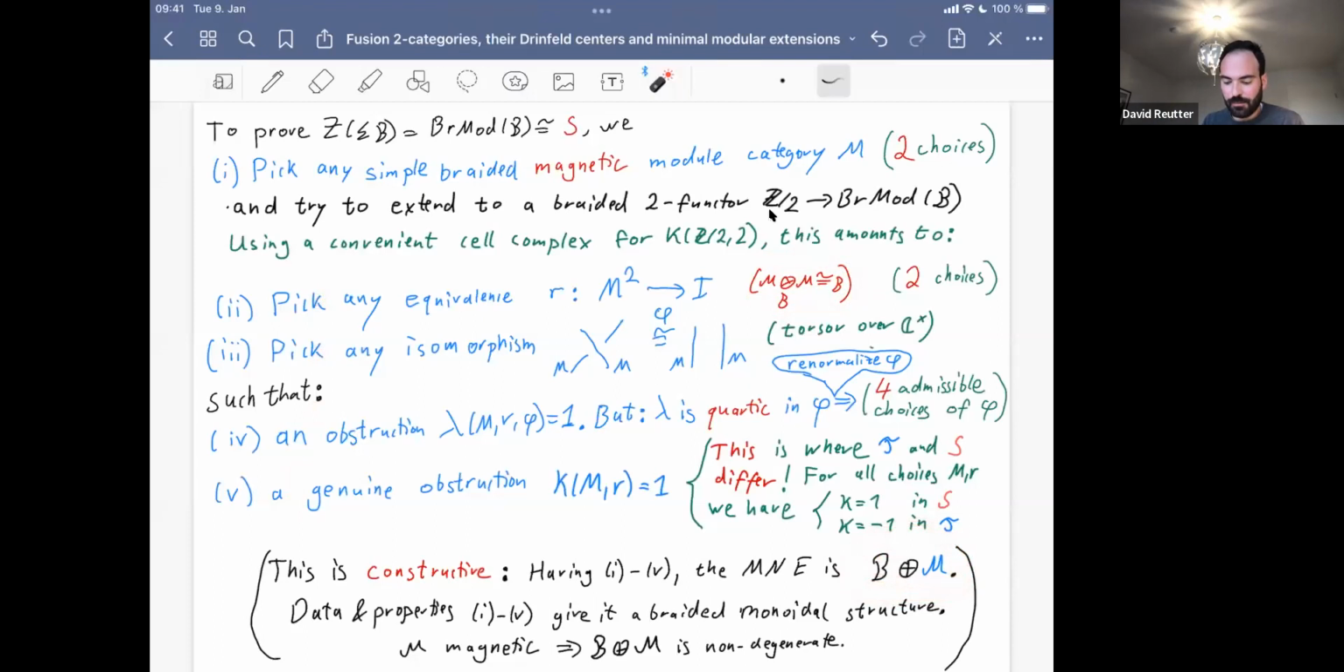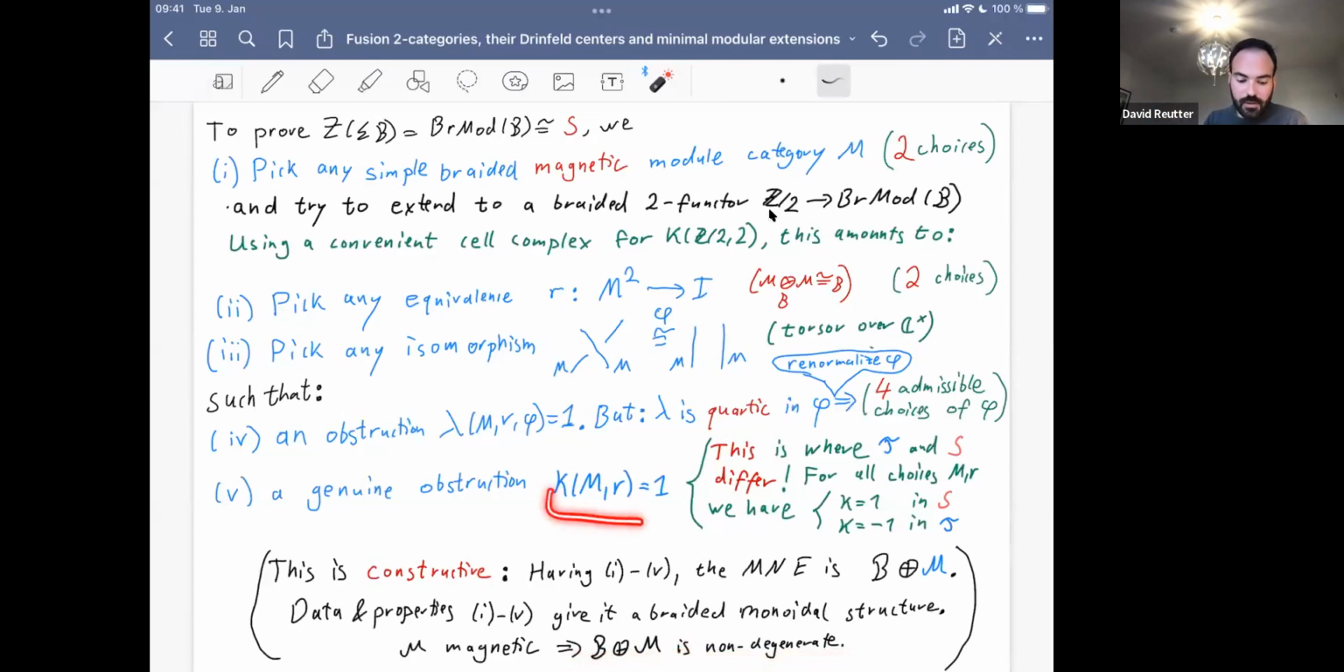I've never done that by hand, but I think it would be a nice exercise, or difficult exercise, to see that to give a braided monoidal structure on B plus M, which is compatible with the braided module structure on M and a braided monoidal structure on B, is the same as making all these choices. And then the fact that M was magnetic, that it braids non-trivially with E, the fermion in the symmetric Müger center of B, is what ensures that this braided monoidal one-category is non-degenerate. So that is a way to, in hindsight, construct this non-degenerate extension.